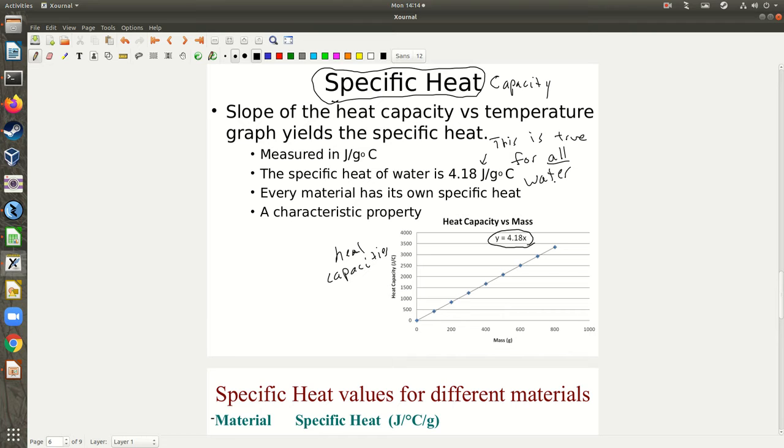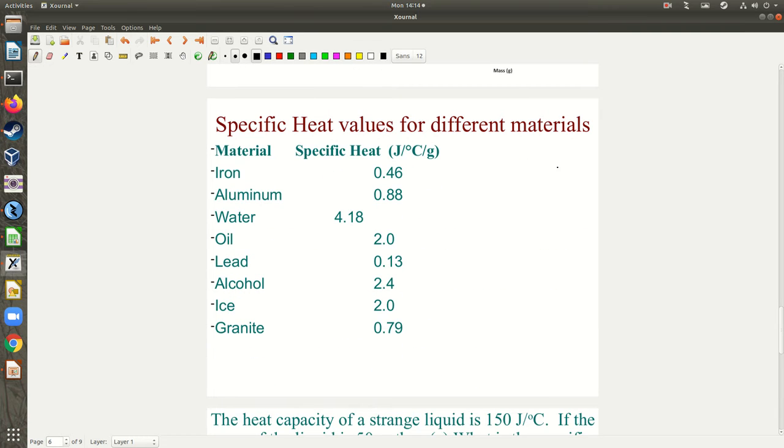Every material is going to have its own specific heat. So water is 4.18, but iron is 0.46. Your aluminum is 0.88. Lead is 0.13.